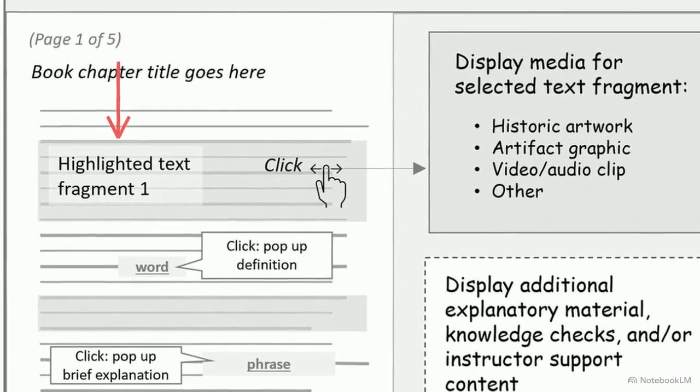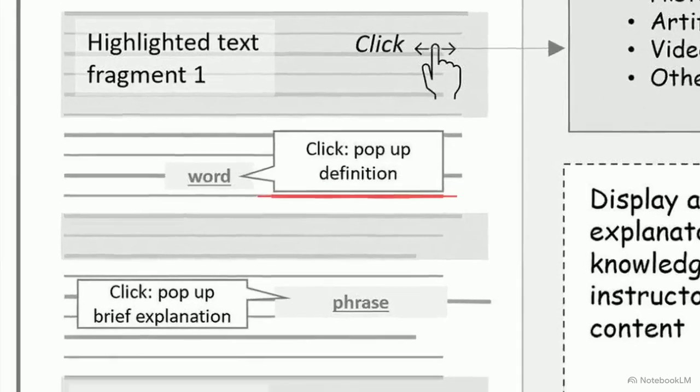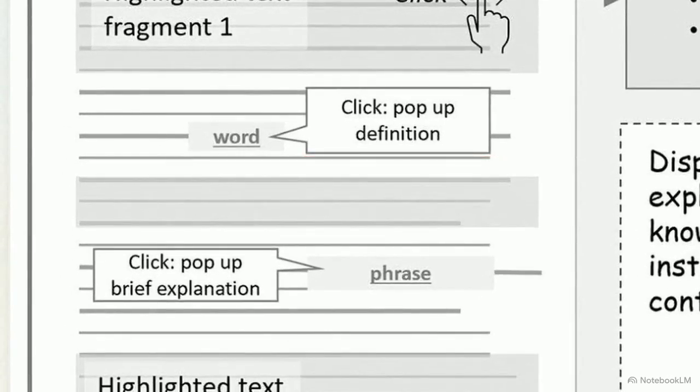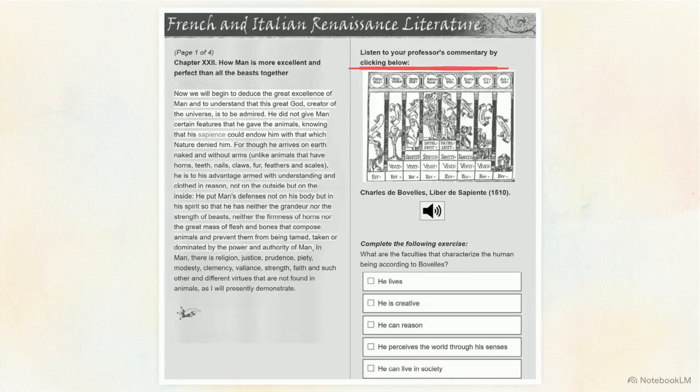Specific text fragments link to pop-up definitions, historical artwork, and contextual media, allowing the student to access the lecture's insights without leaving the text. This prototyping phase demonstrates that disparate learning tasks can be pulled into a single unified digital space. This final interface becomes a functional learning environment.